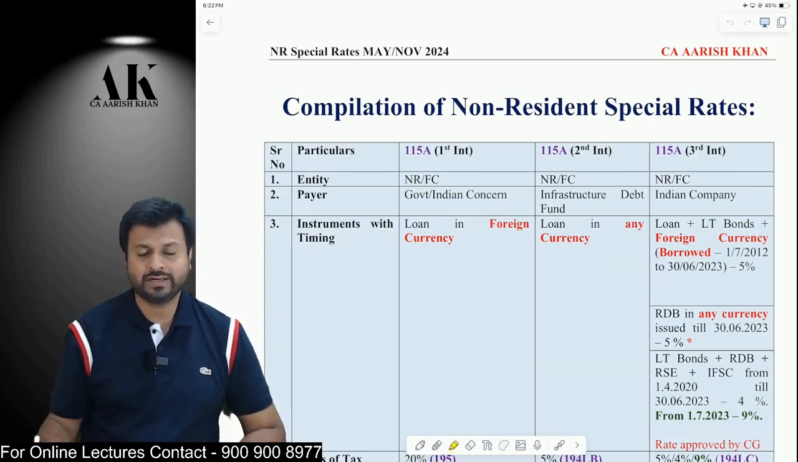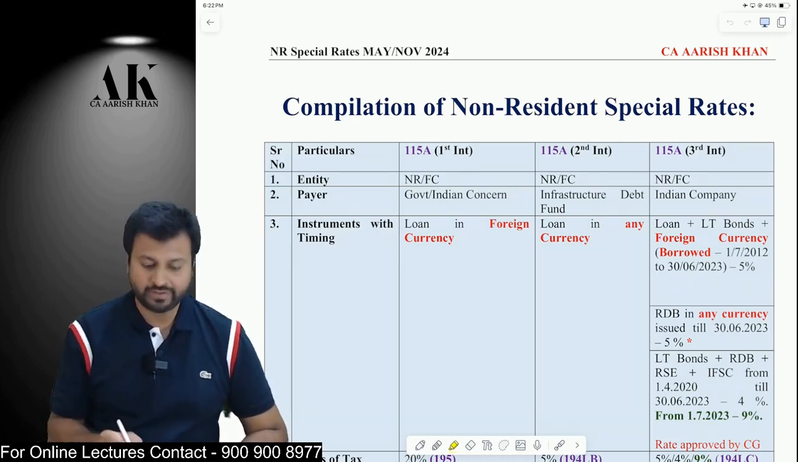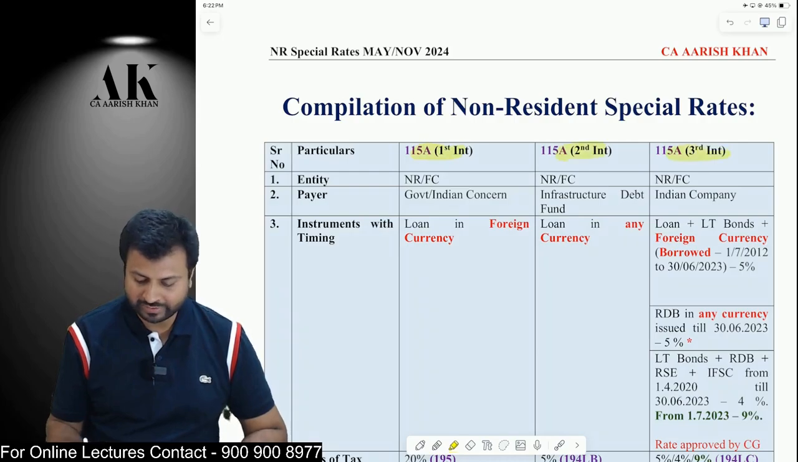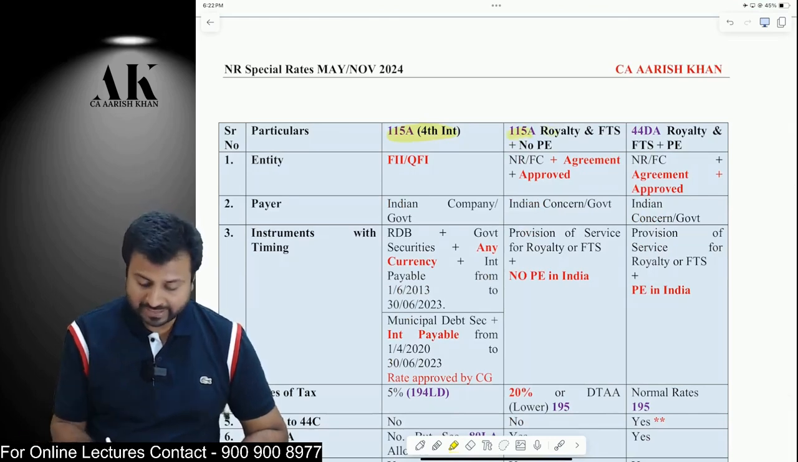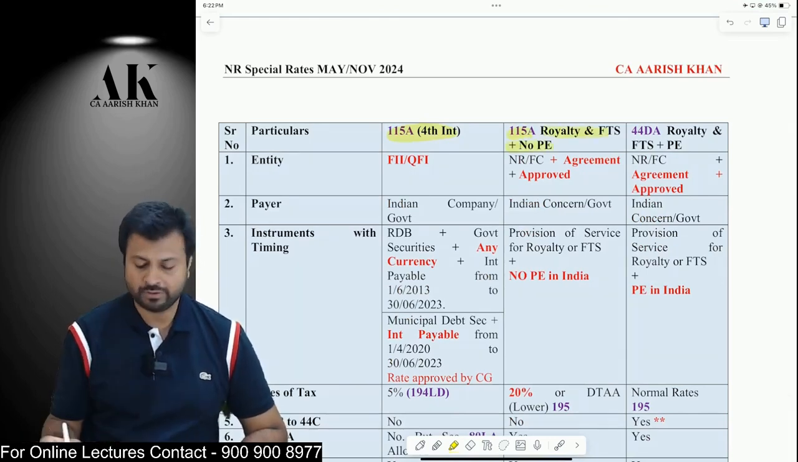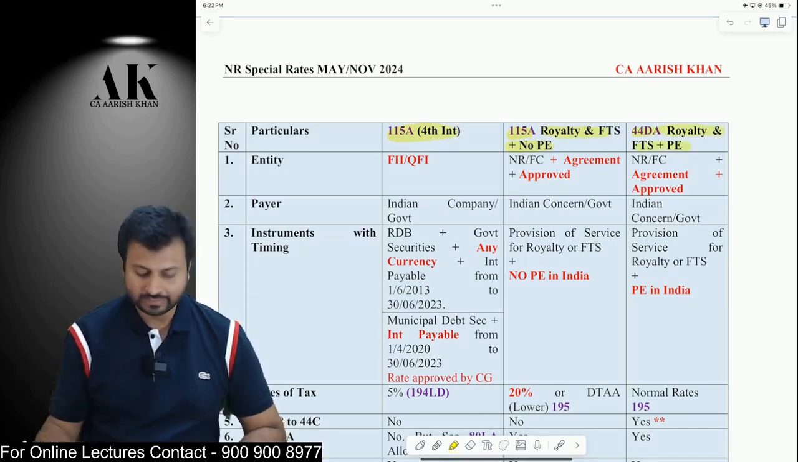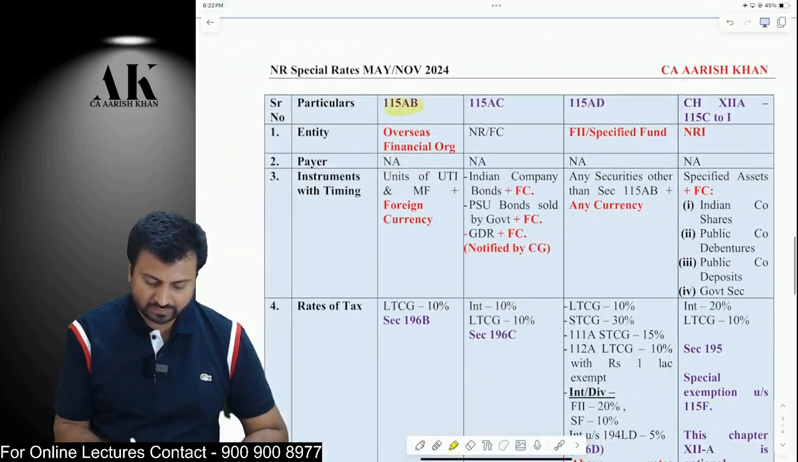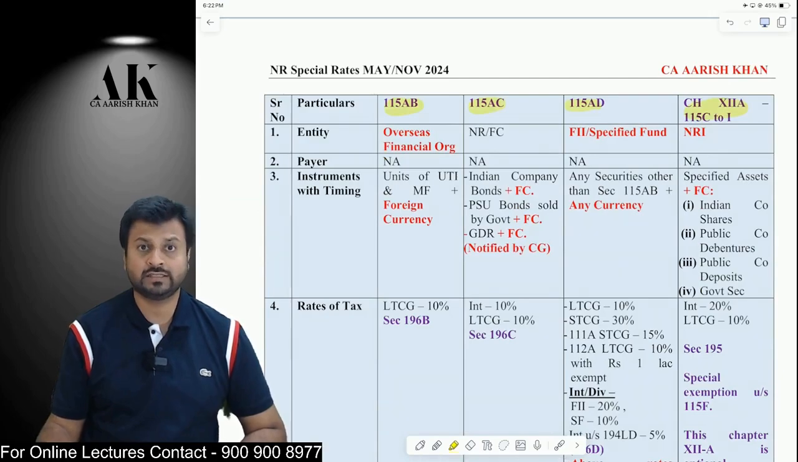So how I have divided them into 10 sections, let me tell you. First of all, 115A has 4 types of interest: 115A interest 1, interest 2, interest 3, and then interest 4. Then 115A has royalty and FTS without permanent establishment. And then 44DA royalty and FTS with permanent establishment. Then comes your 7th section, 115AB, AC, AD, and the last one, Chapter 12A, which is for NRIs.